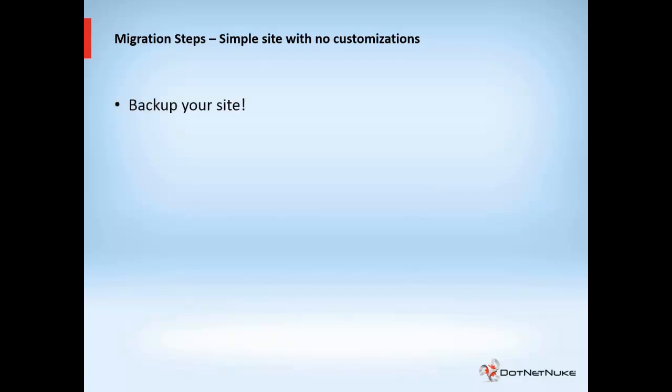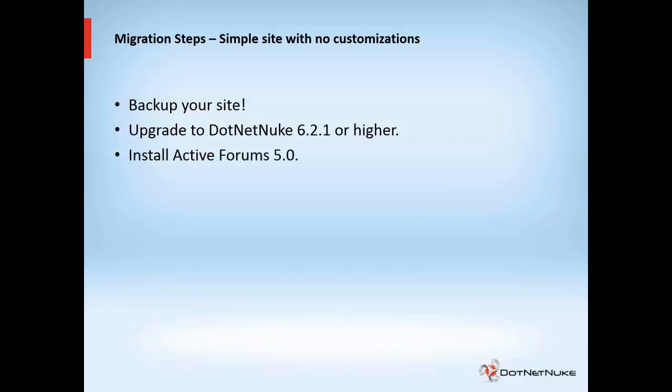What you'll do is you'll back up your site, of course. You'll upgrade to DotNetNuke 6.2.1 or higher, so you'll upgrade your site just like you would any other DotNetNuke upgrade. Next, you'll install Active Forums 5.0. If you don't already have Active Forums installed and set up on a page, you'll want to go ahead and add Active Forums to a page and just go through the click once configuration. Just make sure that that's there, but chances are you already have Active Forums 4.x installed.